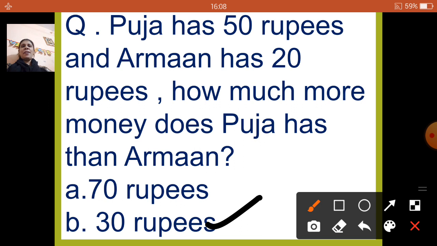Option A is 70 rupees. When we add 50 plus 20, we will get 70 rupees. But here it is a subtraction sum, so we need to subtract. 50 minus 20, if we subtract, we get 30 rupees. So our answer is 30 rupees.